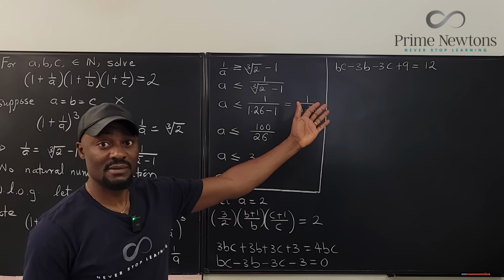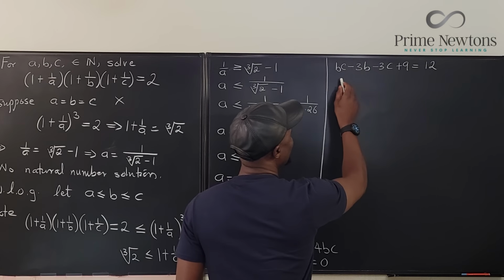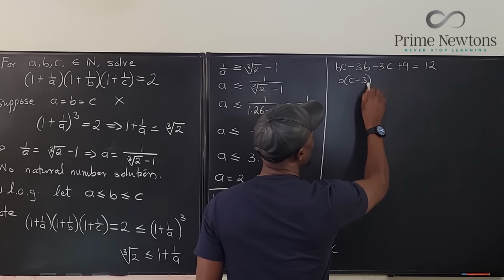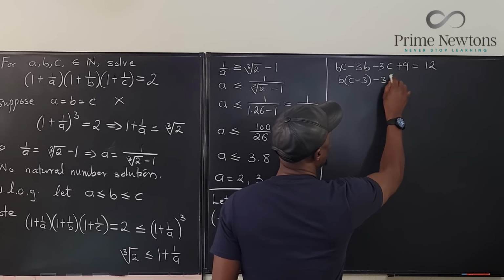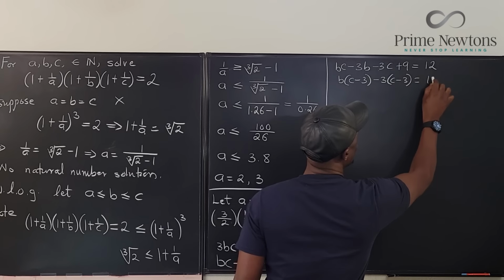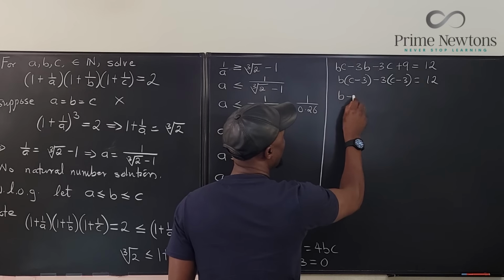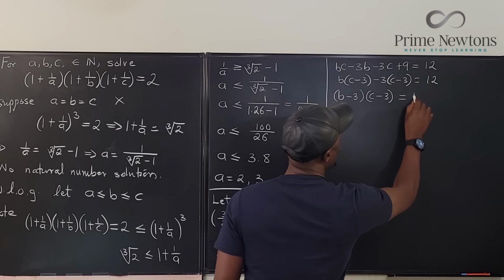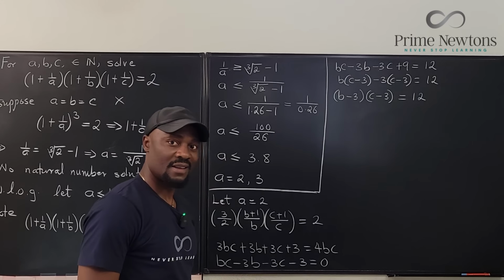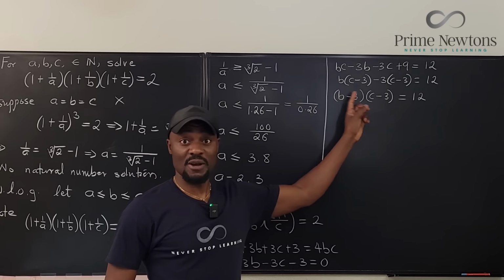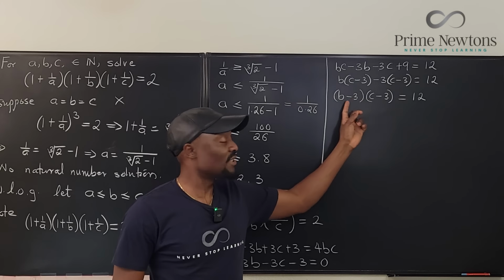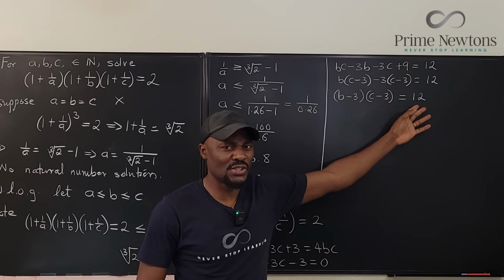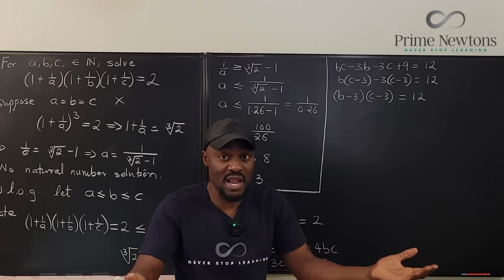Now I can factor. What's common here is b. b into c minus 3. What's common here? Minus 3. c minus 3 equals 12. So here I have b minus 3, c minus 3 is equal to 12. These are natural numbers. So it's the product of two natural numbers, two integers, that's going to give me 12. So you just need to factor 12 into the possible combinations.